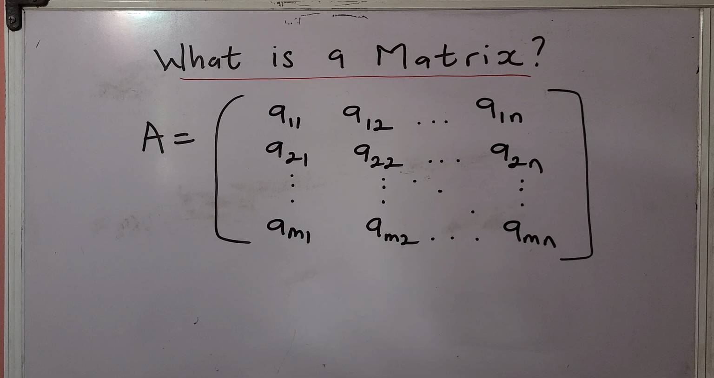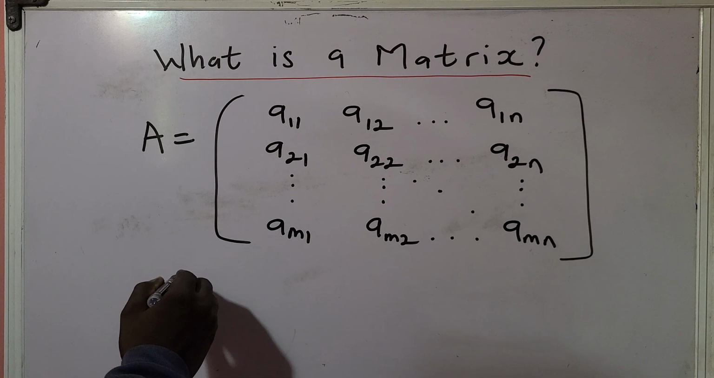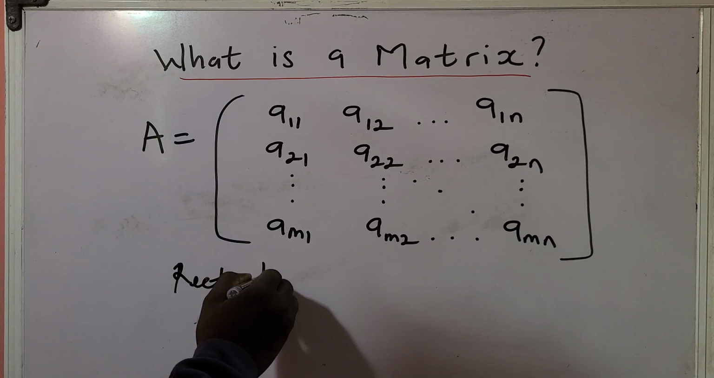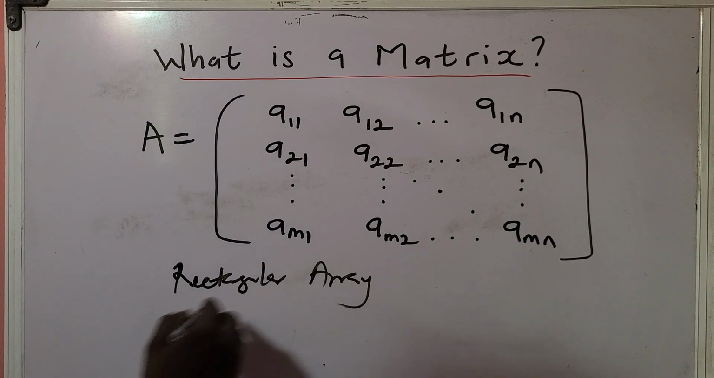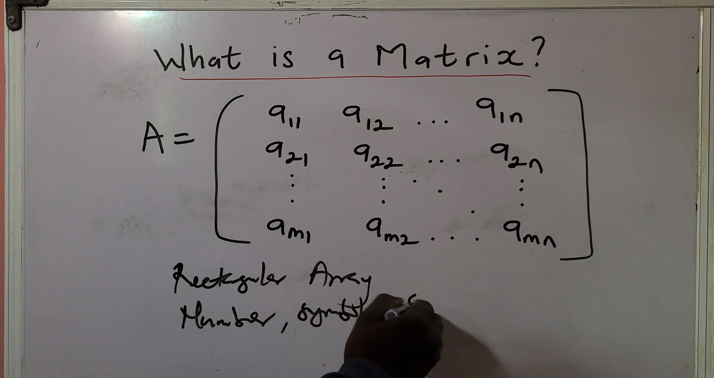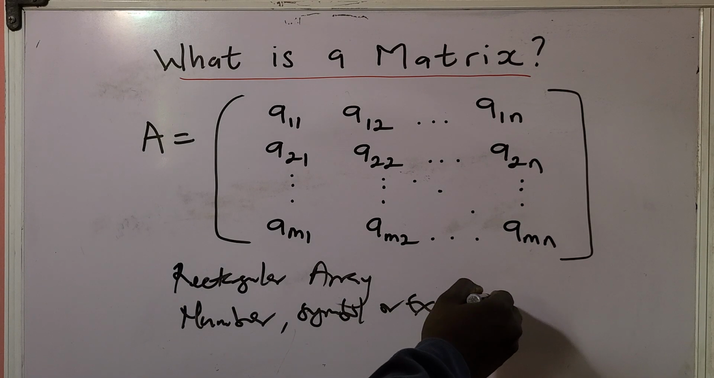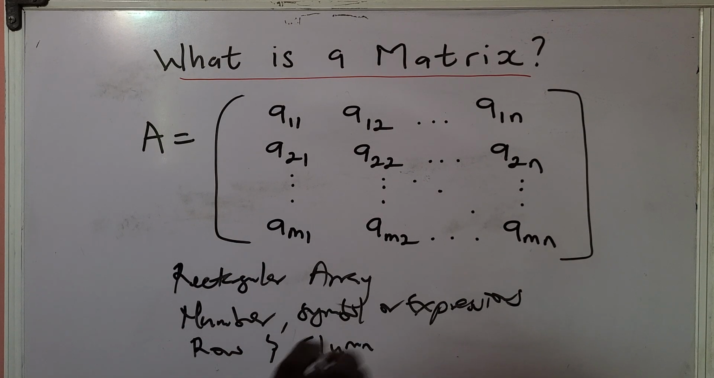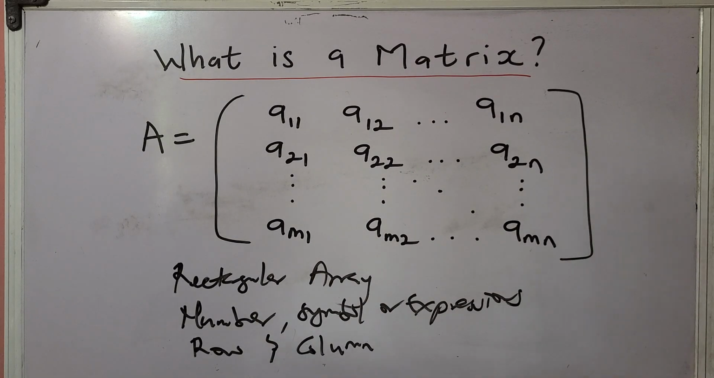We say a matrix is a rectangular array consisting of, number one, it's a rectangular array. Number two, it could consist of either numbers, symbols, or expressions. And then the last one, it's arranged in rows and columns. This is the breakdown of the definition of matrices.